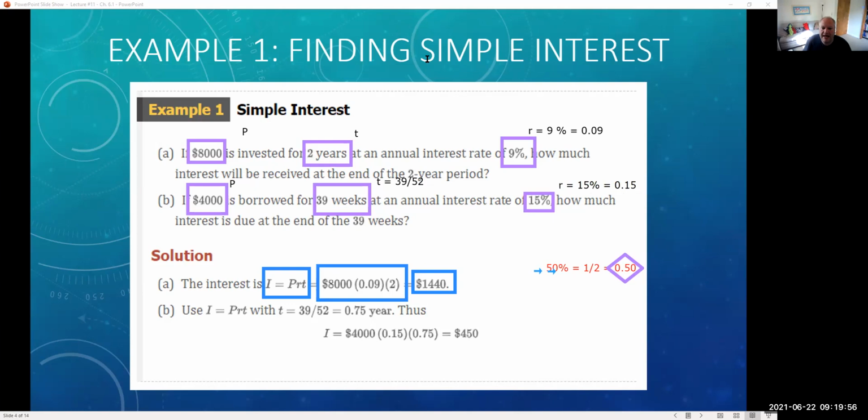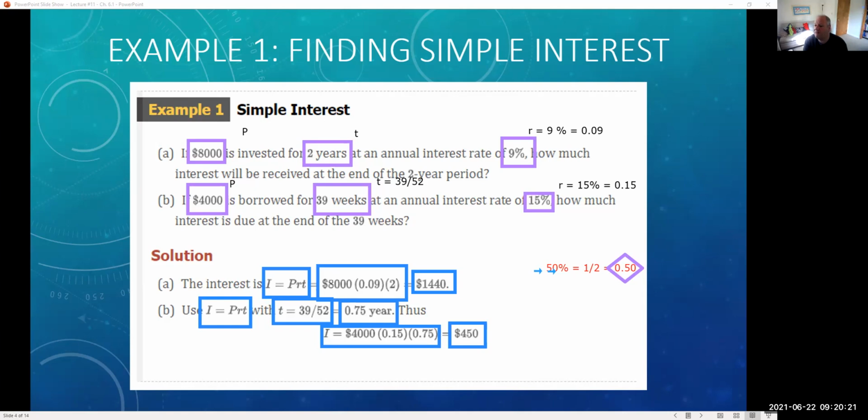All right, so now with that in mind, I think you could see they're asking you how much interest is due at the end of the 39 weeks. Well, we're going to use this formula again. And like we had mentioned, t is going to be this value, which is 0.75 years. And therefore, if we plug the numbers in, I equals PRT, you get 450 as your solution.